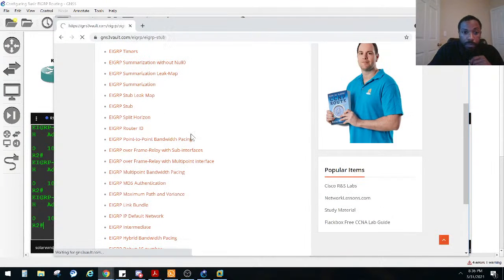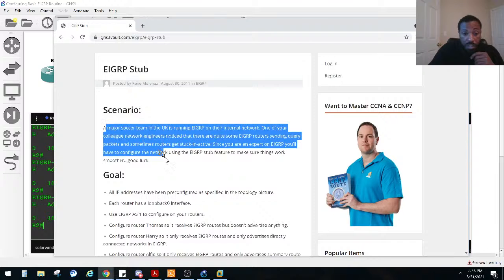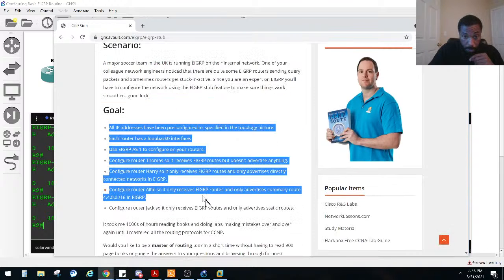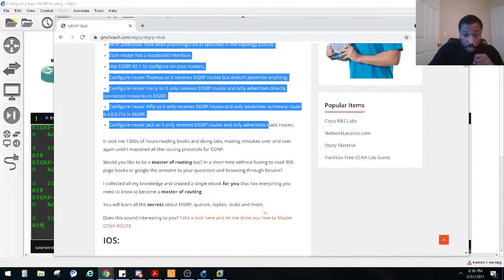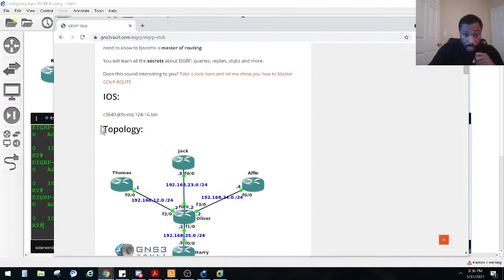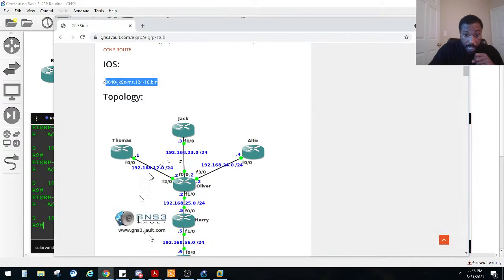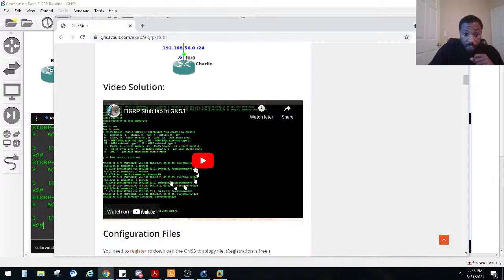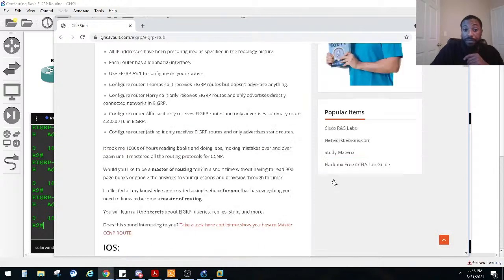So you go on there, and then he gives you the scenario and tells you what you need to do, and then he tells you which image he's got, and then you can just copy it, and then he even gives you the solution towards the end. So that's a great way to practice it. That's how I learned a lot of this stuff.